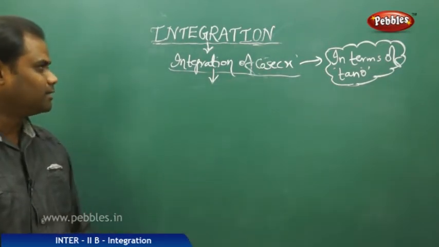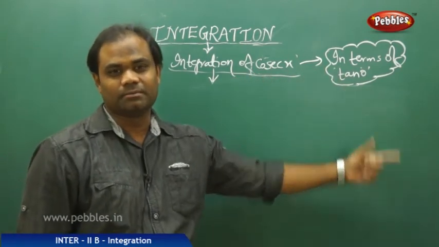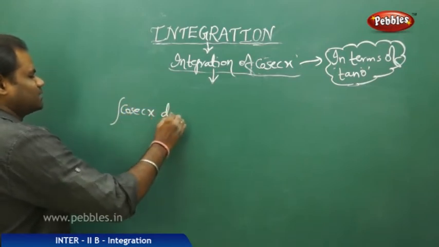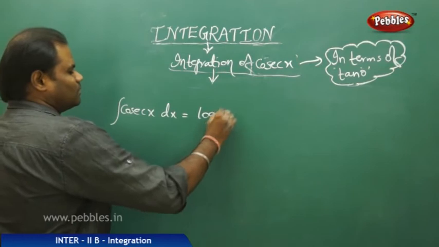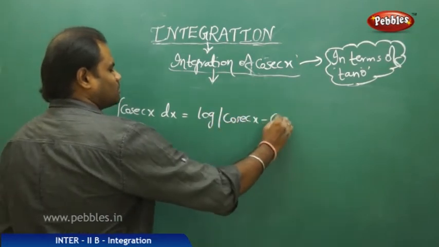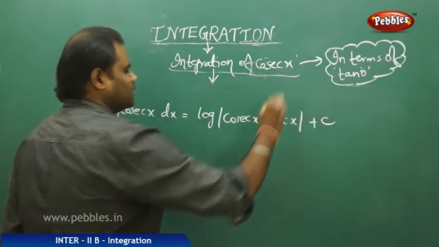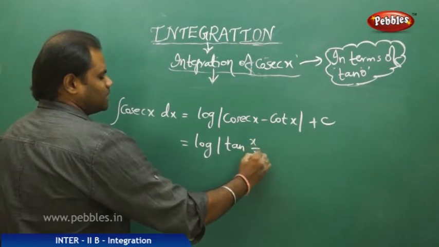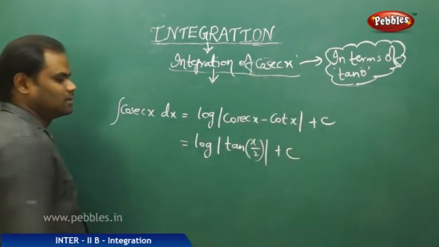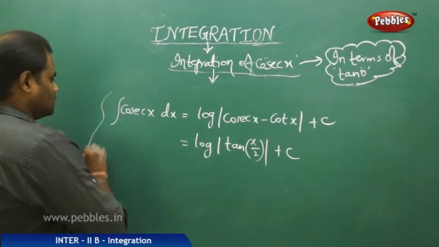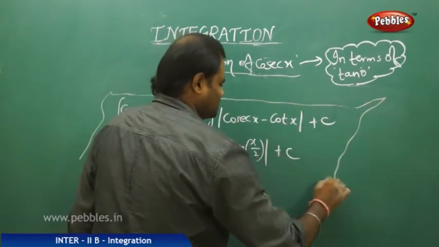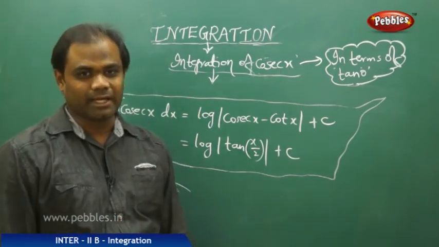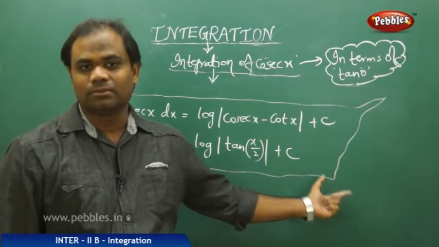Similarly, we identify the integration of cosecant x also in terms of tan. Say integral of cosecant x dx is found to be log mod cosecant minus cot plus c, which in terms of tan is log mod tan x by 2 plus c, is how we derive the formula in terms of tan. So integration of cosecant x is log mod tan x by 2 plus c.